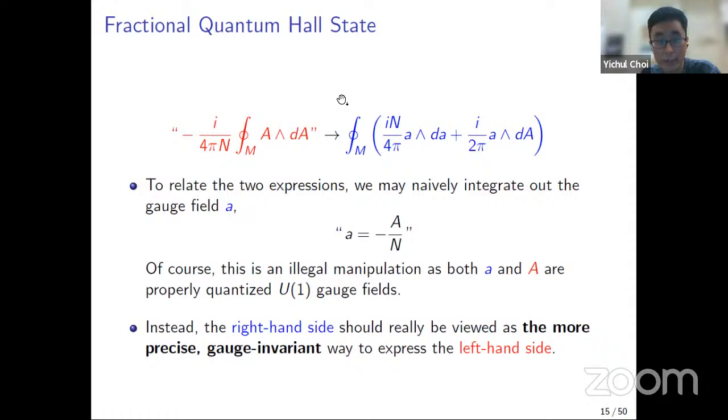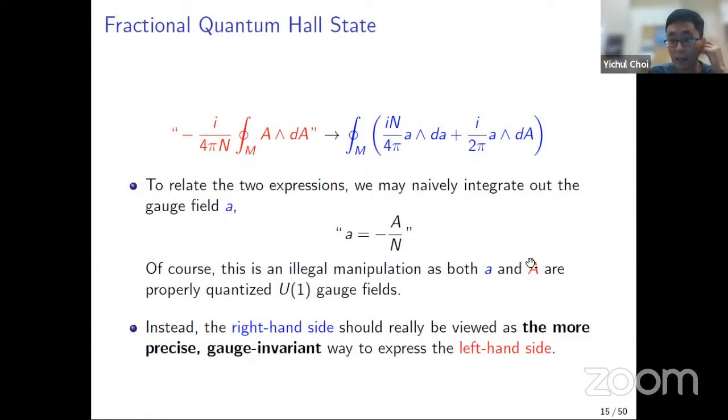Well, to relate the two expressions, you can first start from this blue expression. Then I can try to naively integrate out little a gauge field. So the equation of motion for little a says that little a is equal to minus big A over n. But this equation does not make sense because both little a and big A are properly quantized U(1) gauge fields. In particular, they have integral fluxes, and it does not make sense to divide one of them by an integer. But I can try to brute forcefully proceed and just substitute this illegal expression into my blue expression. Then I go back to this red expression, which is also illegal because its expression is not gauge invariant in general.